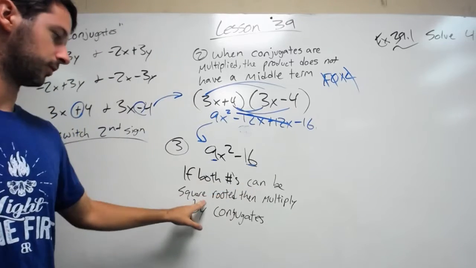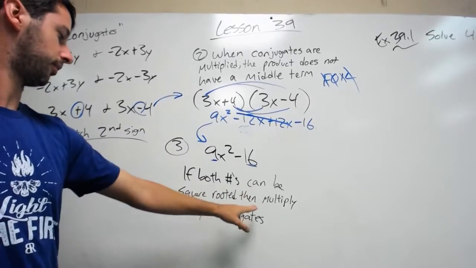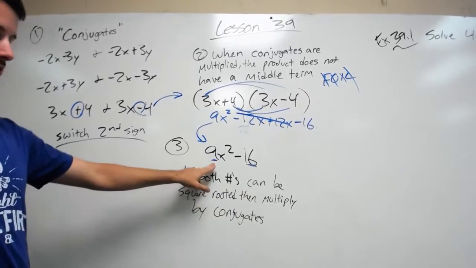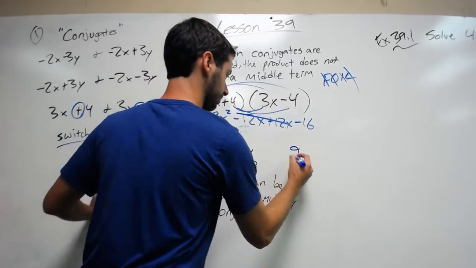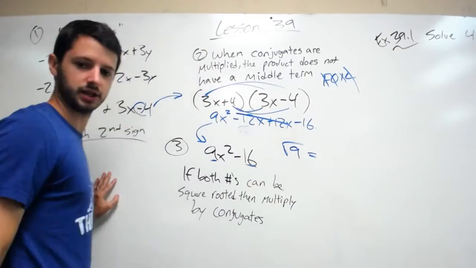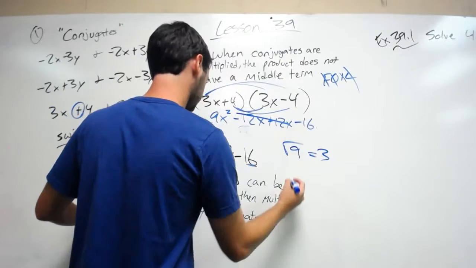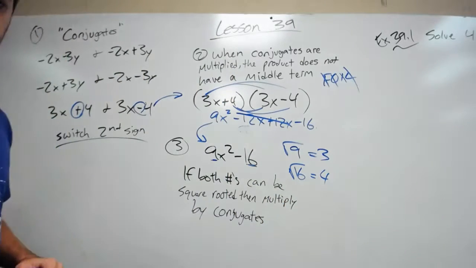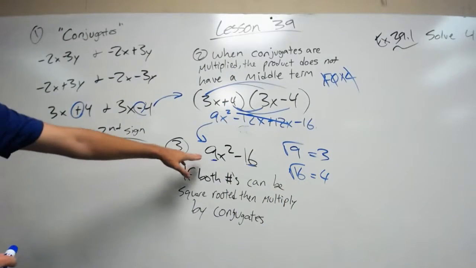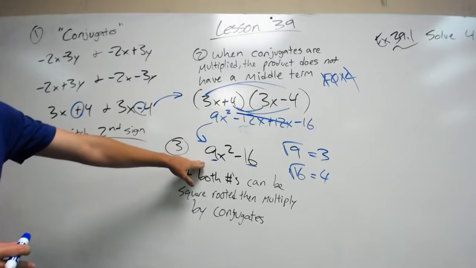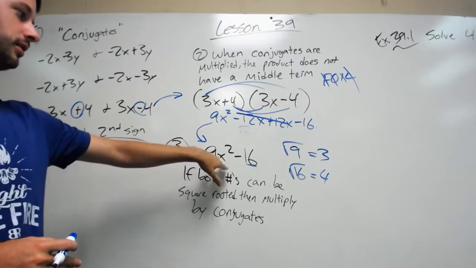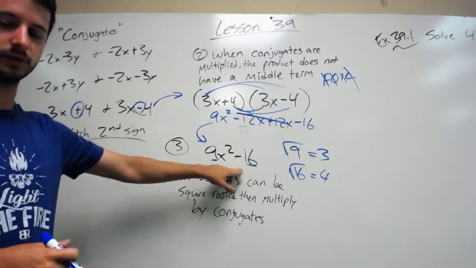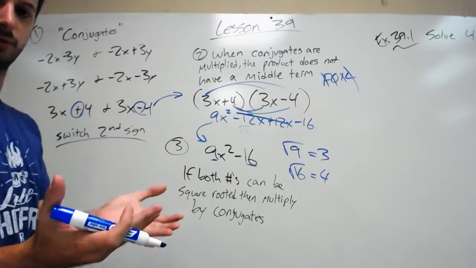So if we have 9x squared minus 16, now switching this in phase 3, if both numbers 9 and 16 can be square rooted, then multiply by conjugates to find the answer. So 9, square root of 9, it is square rooted to be 3. Square root of 16, that would be 4. So therefore, what we could say to find this answer between 9x squared and negative 16 is we can multiply by conjugates.